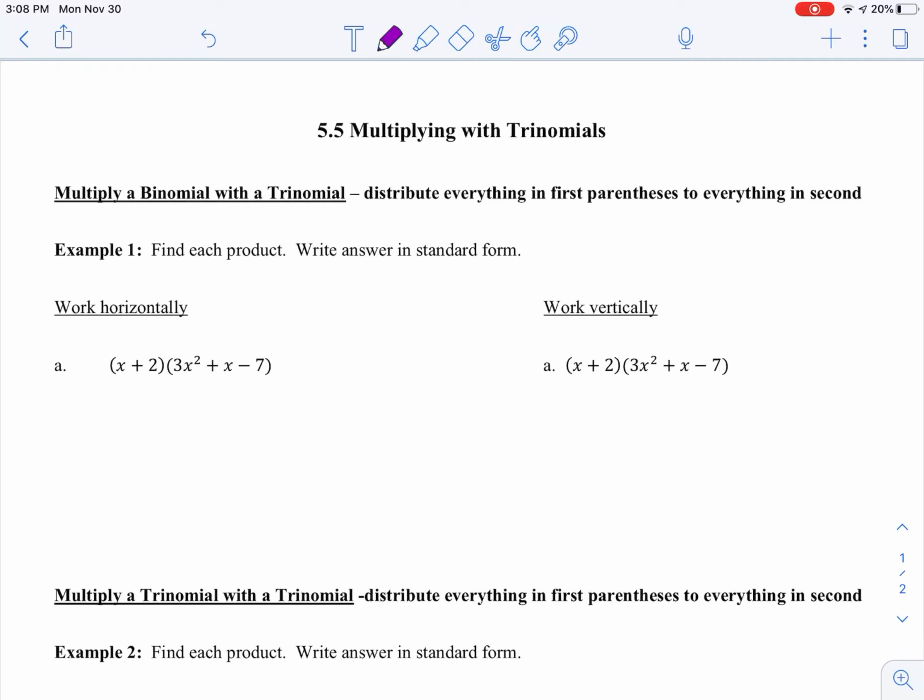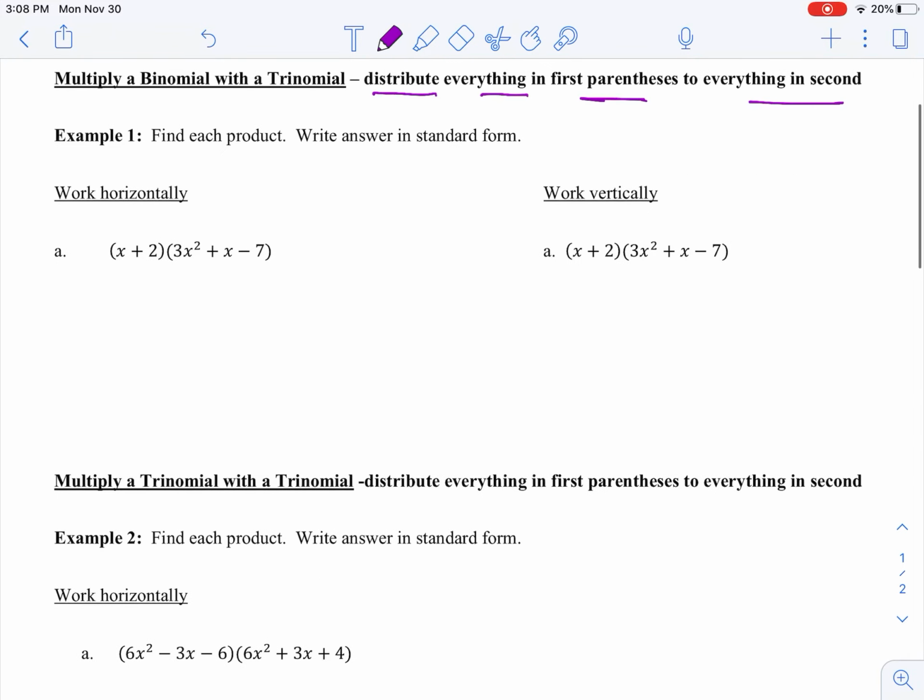And so if we think of that today, that all we're really doing is distributing, and we want to make sure that we distribute everything in the first parenthesis to everything in the second, then these problems really don't feel any different than the last section. The problem is that they get kind of long. So if we look down at example 1, I have the same problem written twice, and I'm going to show you how to do it working horizontally, and then I'm going to show you how to do it working vertically. It's the same problem though.